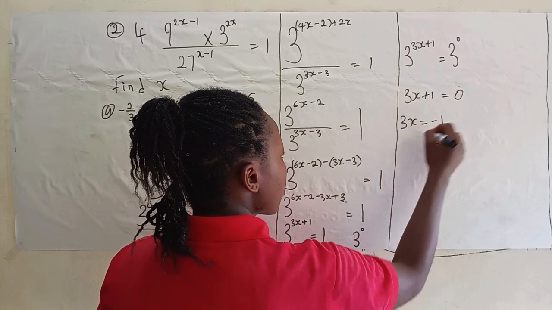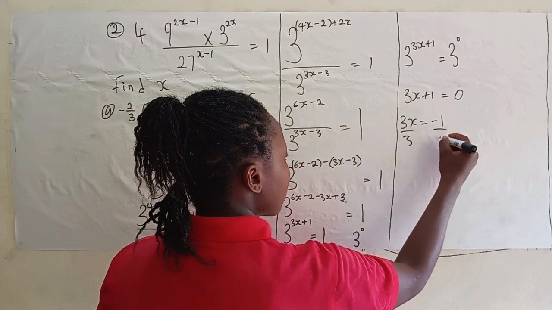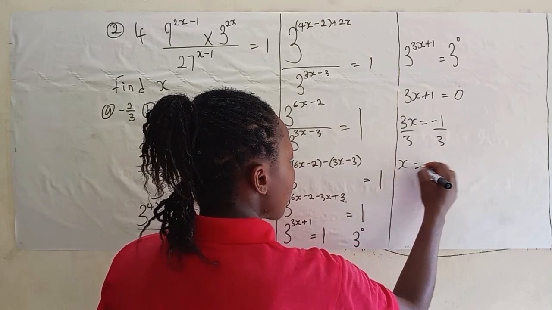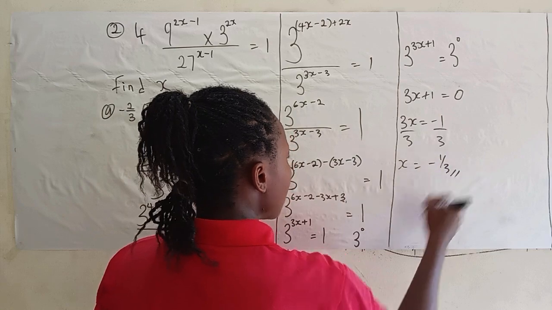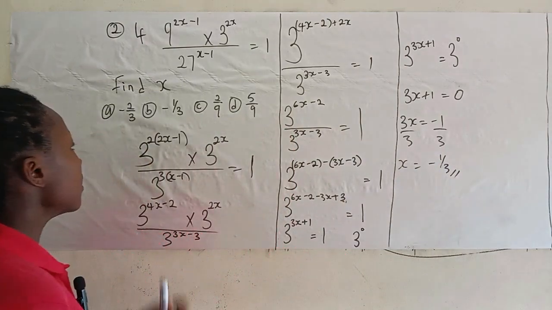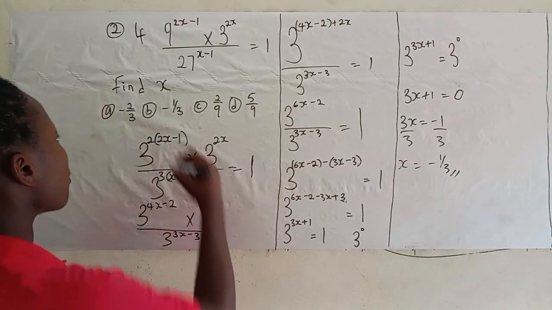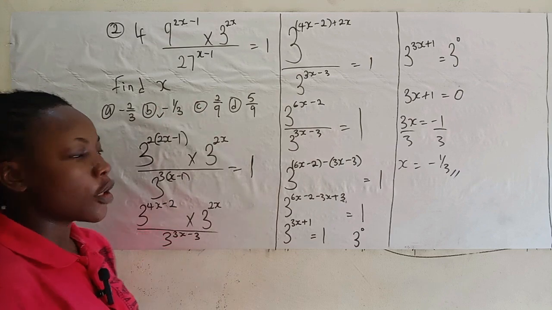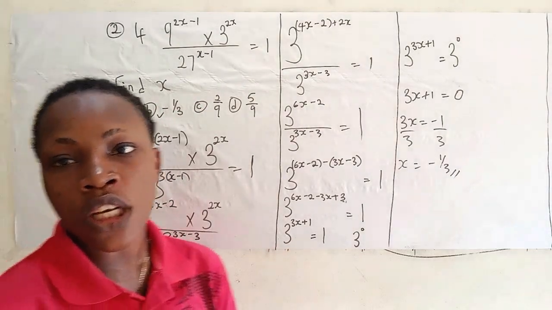3x equals to minus 1, divided by 3. X equals to minus 1 over 3. So this is the value of our x. And the correct answer is option B. Option B. So let's move into the next question.